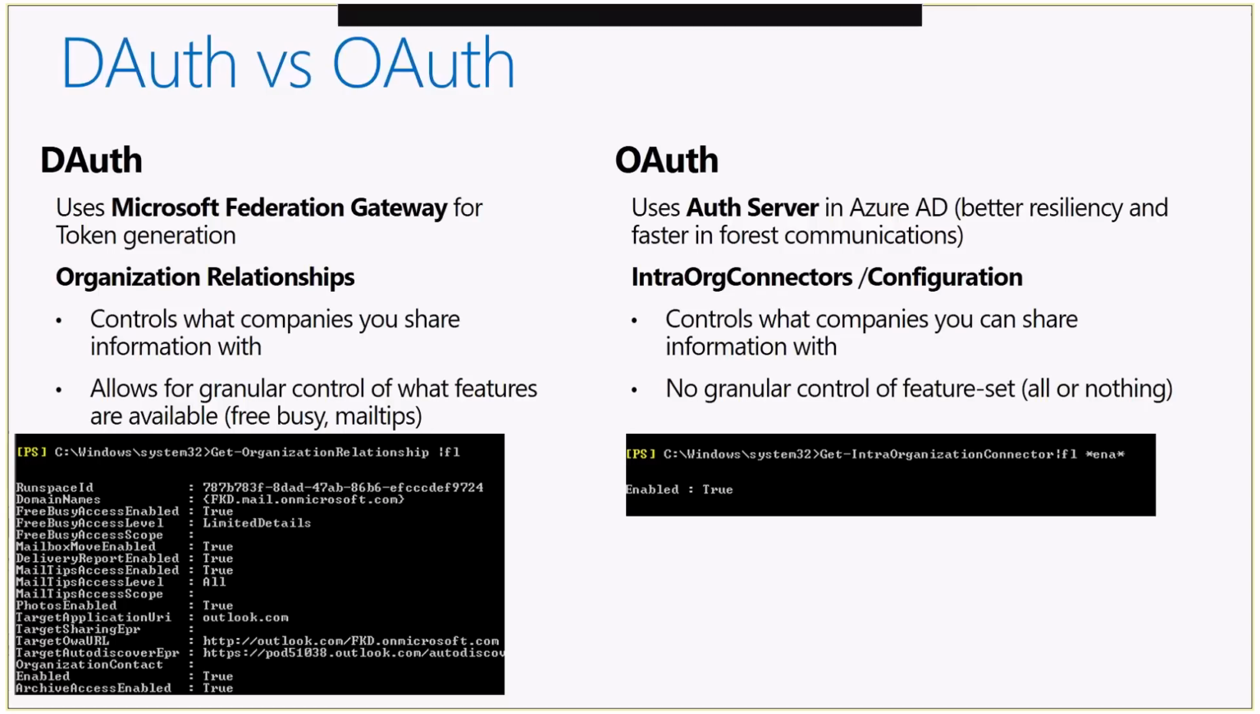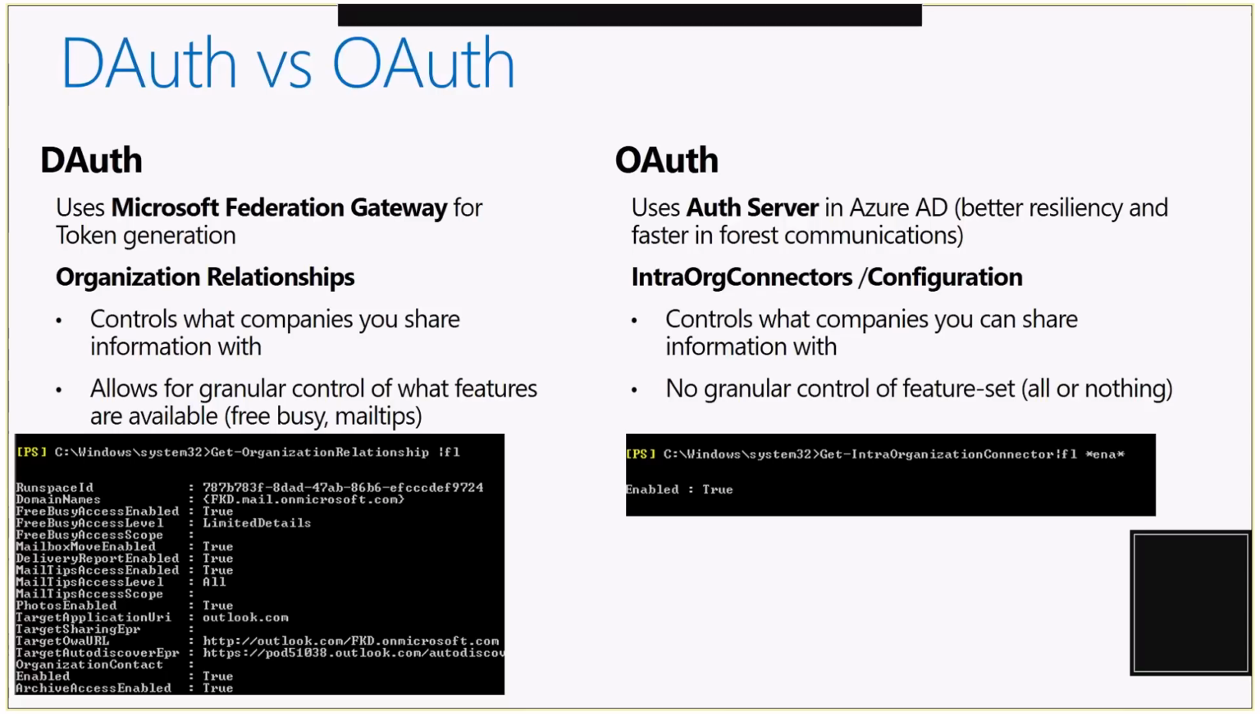One of the downsides, or upsides, depending on how you look at it, is there's not as much granular control with OAuth. It's either on or off. There's no 'yes, I want free busy, no, I don't want mail tips.' It's 'yes, I want to trust this org' or 'no, I don't.' It's an on and off switch, and that's it.